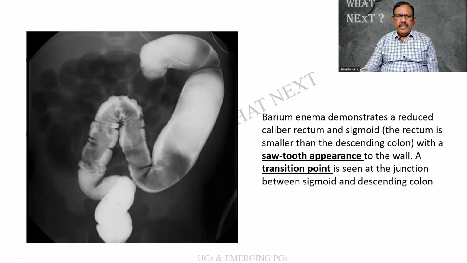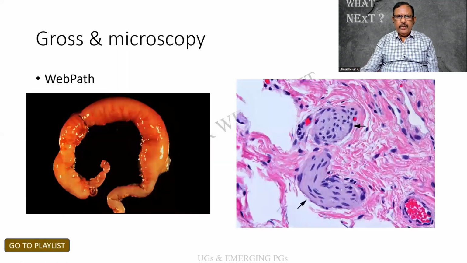More important again is the proximal part of the colon, the descending colon. It appears ballooned out or distended. And there is a very vague transition point between the diseased and the normal areas. The ballooned area is in fact normal. This is reflected over here.